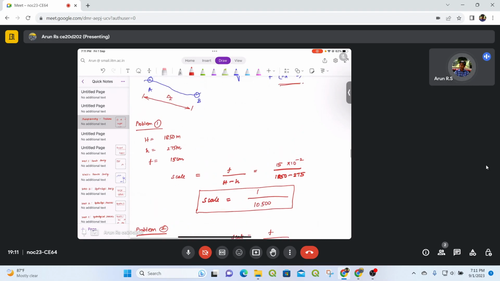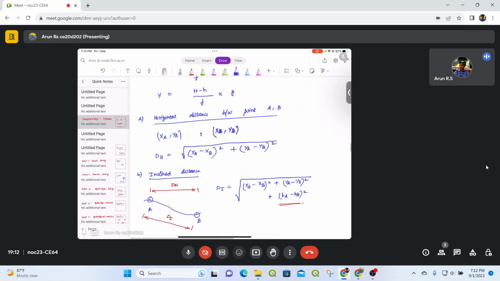So here the height is given, that is 1850 meter above the mean sea level, and h is the height above the MSL, so that is 275 meters, and focal length is 50 centimeter. And scale, we saw the formula just before.